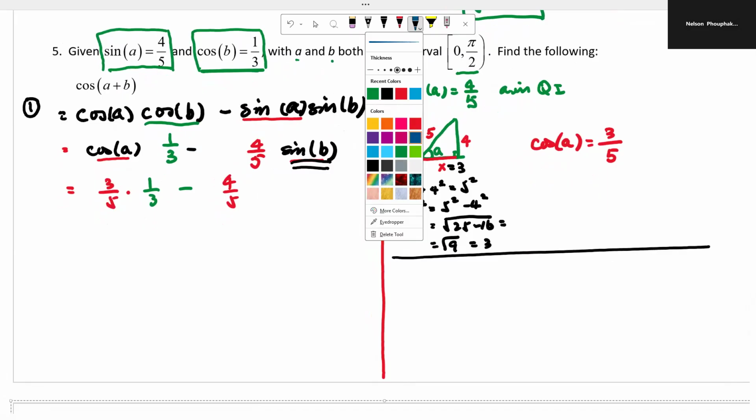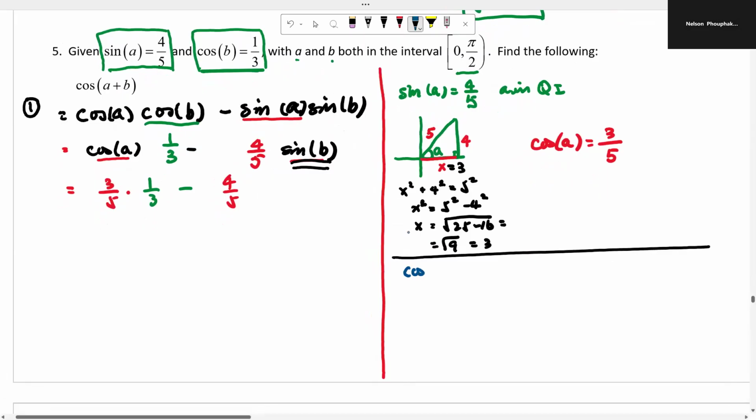Okay, so the information that I have is cosine of B is equal to 1/3. Again, the reason is we work with cosine of B because we have the angle B, right? Okay. Then again, it is in the first quadrant. This will be the angle B that I have here. Then cosine of B equal to 1/3. Adjacent is 1. Hypotenuse is 3.